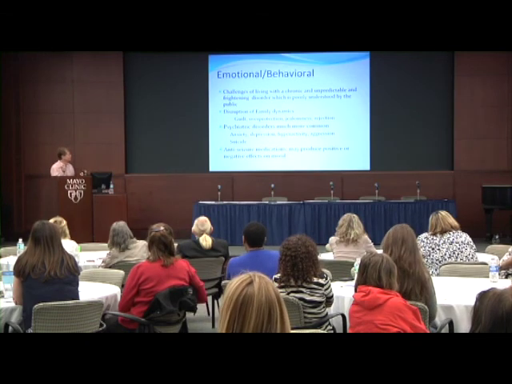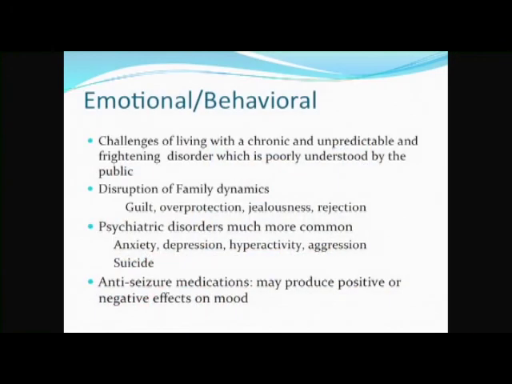Emotional and behavioral. As we all know, epilepsy is a chronic disorder, and it's unpredictable. It's frightening, and it's poorly understood by the general public. A lot of stigma, a lot of misperception. It disrupts the dynamics of the family. Parents might feel guilty. They may overprotect their child. Siblings may be jealous, and the patient may feel rejected. So a lot of stuff goes on with epilepsy besides just the seizures.